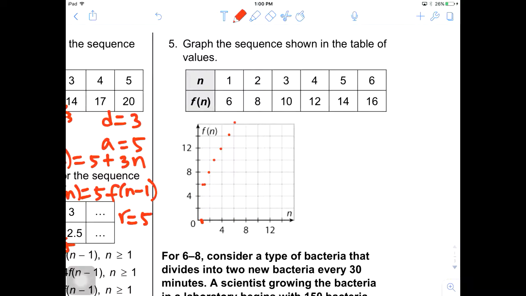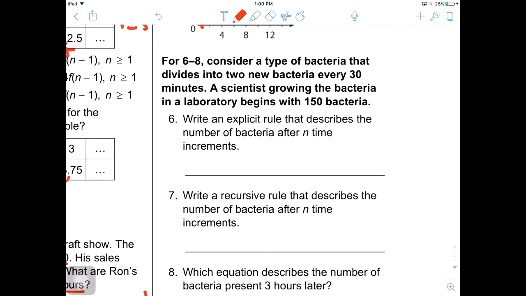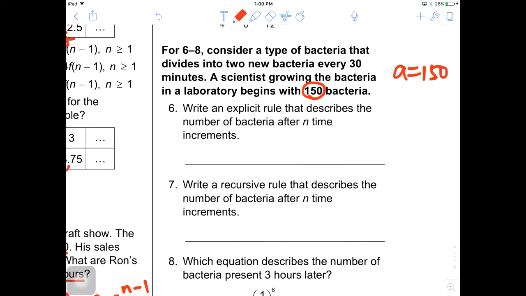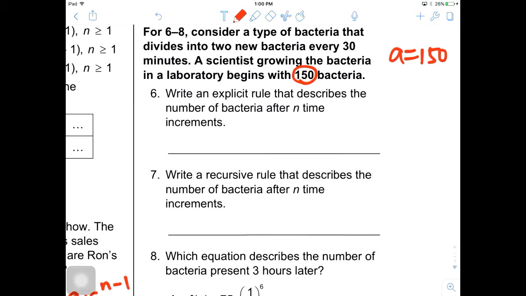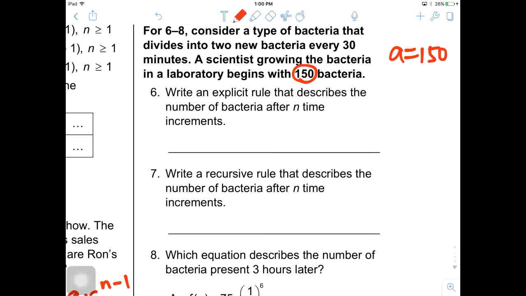So it looks like it's forming a straight line. So that is the graph. Number 6, consider a type of bacteria that divides into 2 new bacteria every 30 minutes. A scientist growing the bacteria in the lab begins with 150. So we know the initial value is 150. Number 6, write an explicit rule that describes the number of bacteria after n times increment.